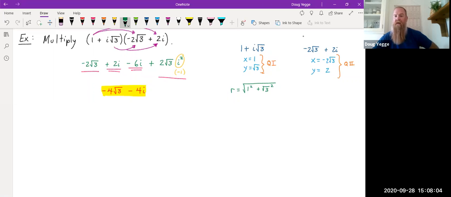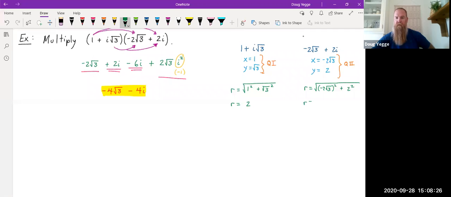So that radicand is just 1 plus 3 or 4, so the square root of 4 tells me that the R value is 2. If we now go over to the other side, we get that the R value is equal to, again, the square root of, but now it's the sum of the squares of those two values. So negative 2 root 3 squared plus 2 squared.